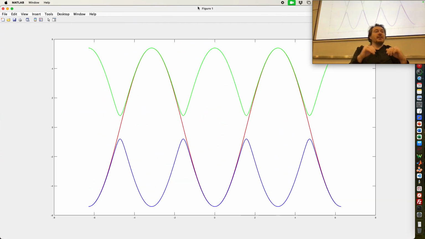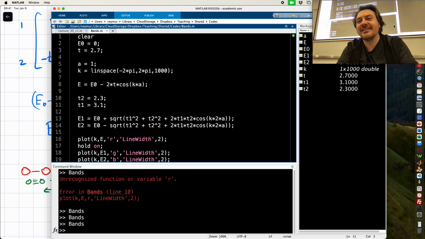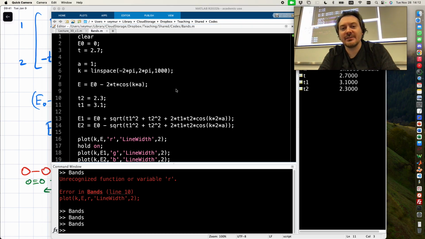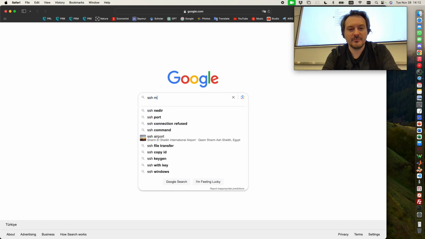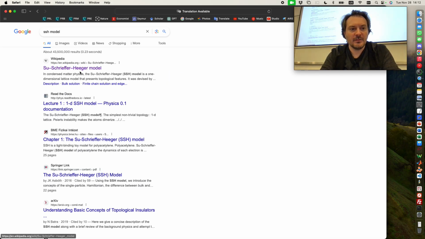No, it's the same thing in bulk, but when you include edges, it's completely different. That's called the SSH model. I just started talking about random stuff right now, okay? Let's Google the SSH model. Su-Schrieffer-Heeger model.